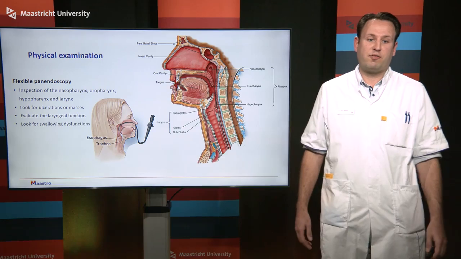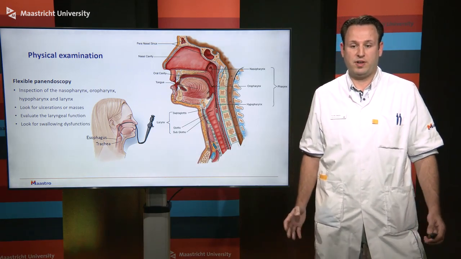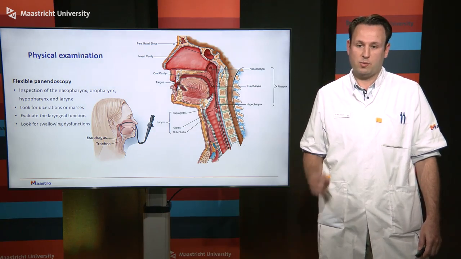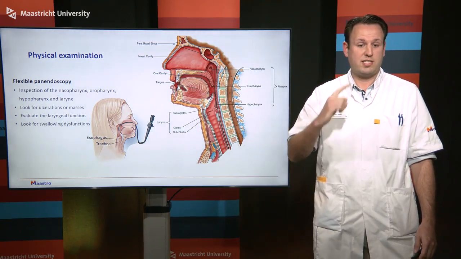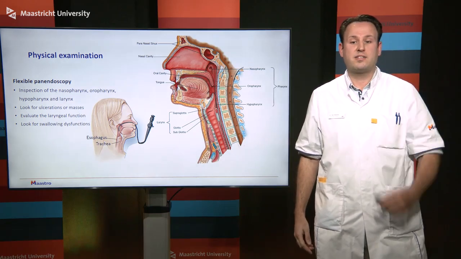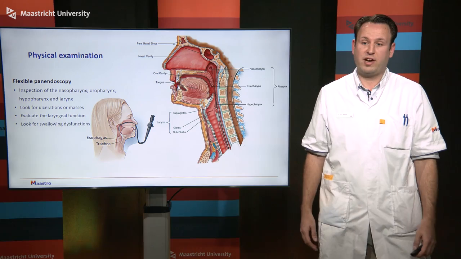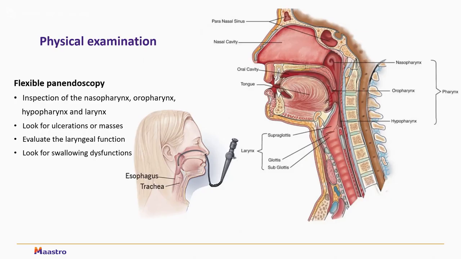Then we continue with our flexible panendoscopy. So with a video scope or with a fiber optic flexible scope, we can enter the nasal cavity and we can go inside and inspect the nasopharynx, the oropharynx, the hypopharynx and the larynx. And we want to look also for ulcerations or masses, but we also want to evaluate the normal function of the larynx, the swallowing function, and have an impression of the vocal quality.